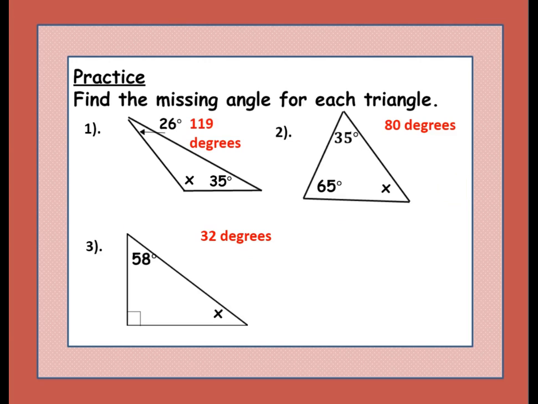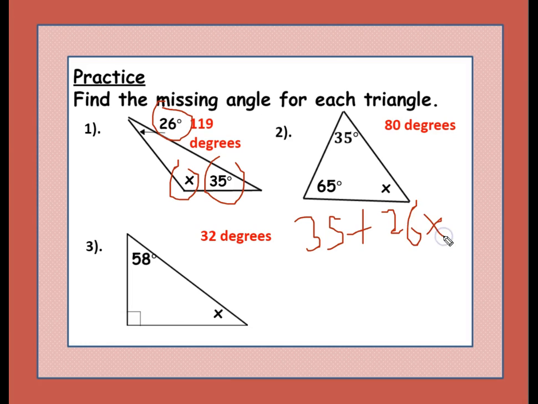So here it says find the missing angle for each triangle. So we can solve for x because we know that if we add all three of these angles together, they're going to equal 180 degrees. So that equation for number 1 would look like this. 35 plus 26 plus x, plus x equals 180. Okay? And you can easily solve for x after combining like terms.